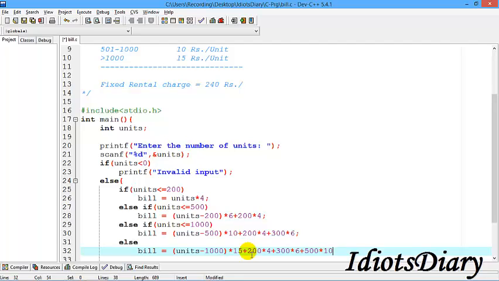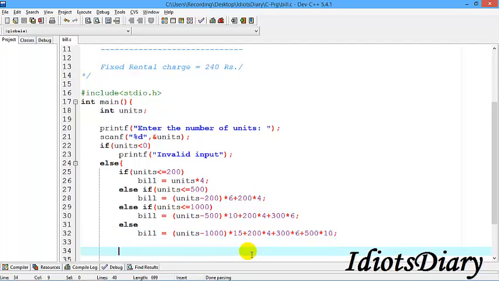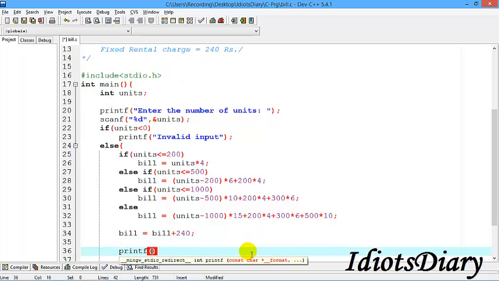10 rupees per unit. Now you need to add the fixed rental charge, that is 240 rupees, so we use the expression bill equals bill plus 240, and finally we print the bill by using printf.